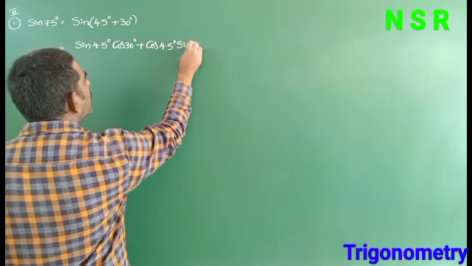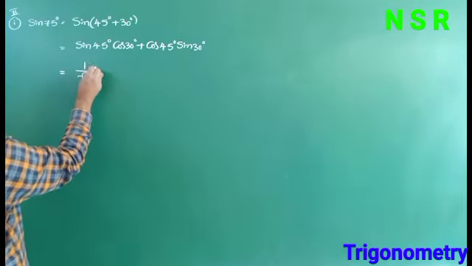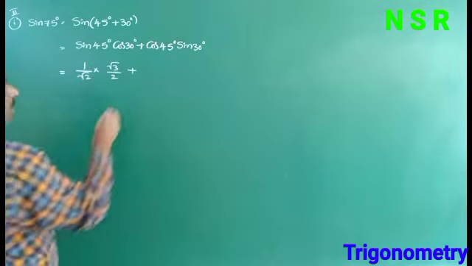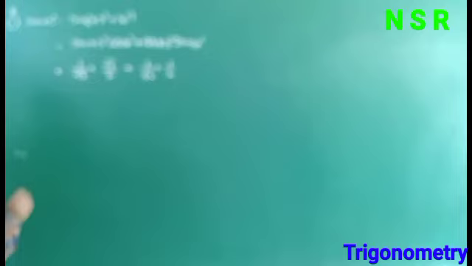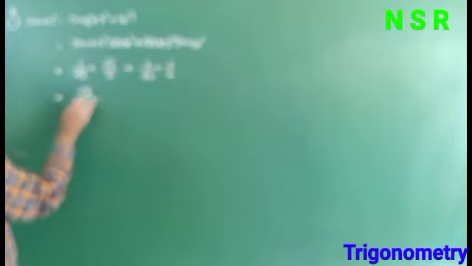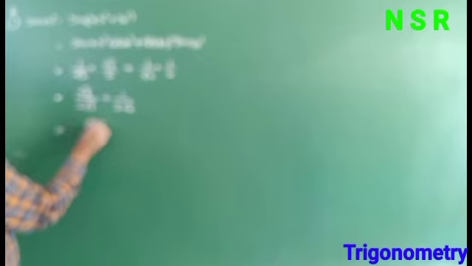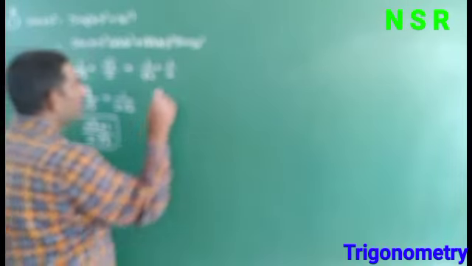So sin 45 is 1 by root 2 and cos 30 value is root 3 by 2, plus cos 45 is 1 by root 2 and sin 30 value is 1 by 2. So root 3 by 2 root 2 plus 1 by 2 root 2. So here LCM 2 root 2 we get (root 3 plus 1) by 2 root 2. So this is the value of sin 75. So sin 75 value is (root 3 plus 1) by 2 root 2.